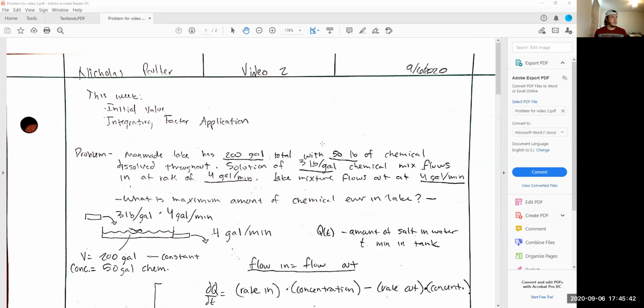This problem for this week is a mixing problem. It utilizes aspects that we've learned throughout the past 2 weeks, including initial value and integrating factor.